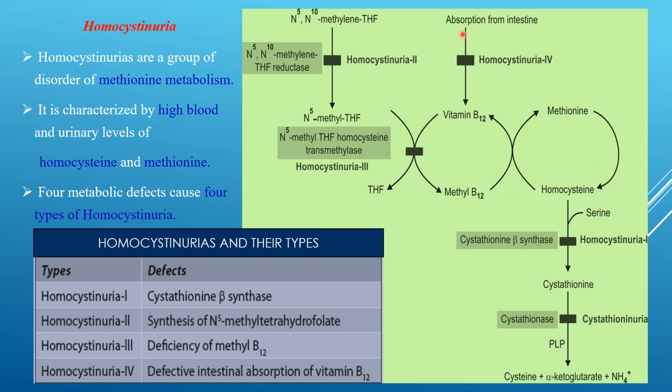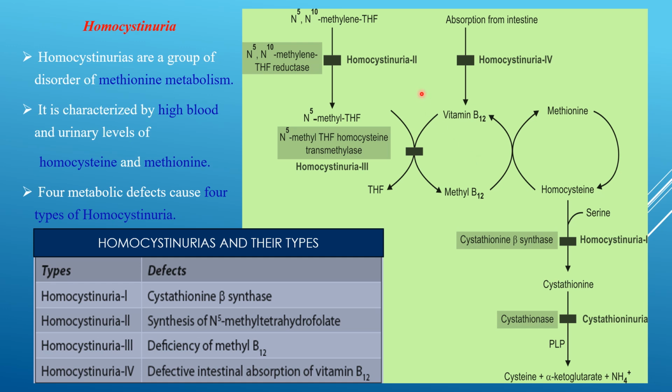Then defective absorption of vitamin B12 from the intestine will also lead to a deficiency of vitamin B12 in the body. That will hamper the conversion of homocysteine to methionine. Both vitamin B12 and B9 are integral components of methionine metabolism. Without these vitamins, homocysteine will not be converted back to methionine.